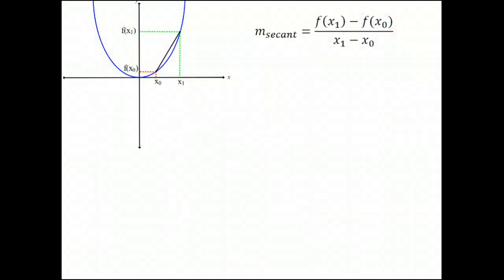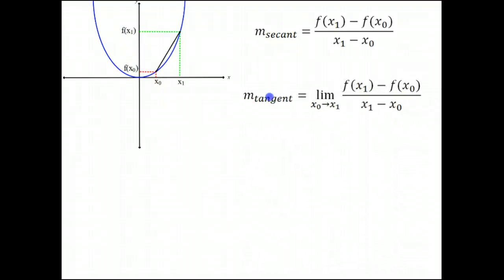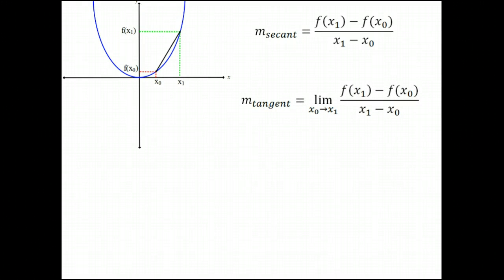Okay, so what does that tell us? That tells us that as x0 becomes closer and closer to x1, the slope of the secant line becomes the slope of the tangent line. So we can define the slope of the tangent line with a limit. As x0 approaches x1, this expression for the slope of the secant line becomes the slope of the tangent line. And this is big. This is something brand new. This is something that we've not been able to do in your math career: finding the slope of a curve at a given point.